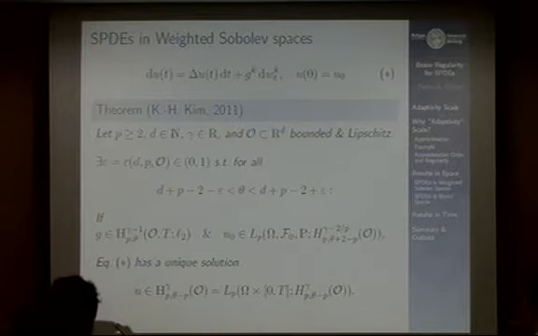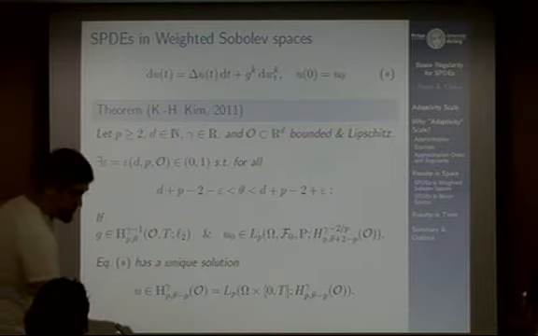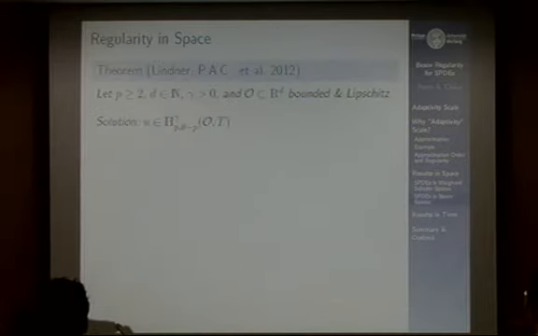So in this scale of spaces, we have a full LP theory, meaning that if we raise the regularity of the coefficients, we can raise the regularity of the solution if we put the right parameters on the weight. Now, let's see what regularity this solution has in the adaptivity scale.